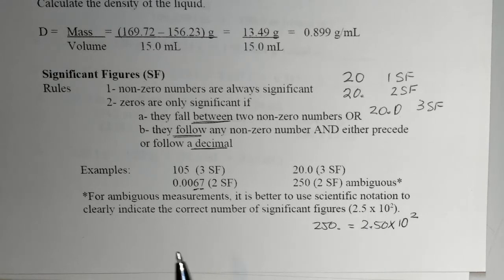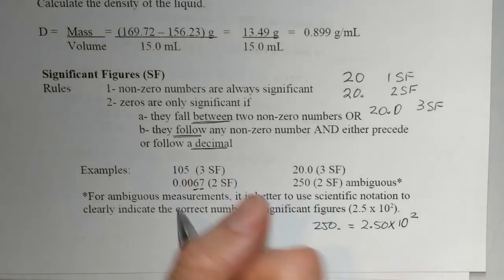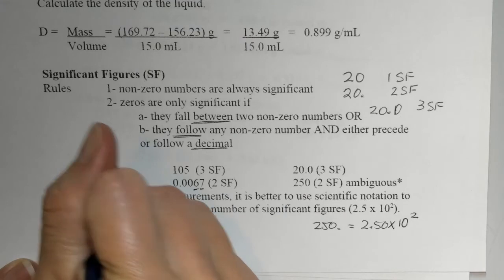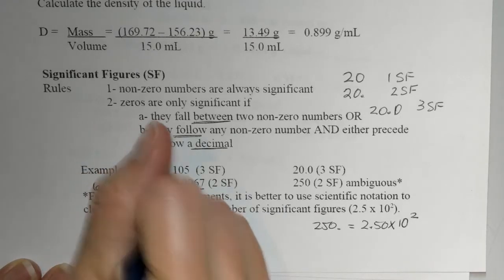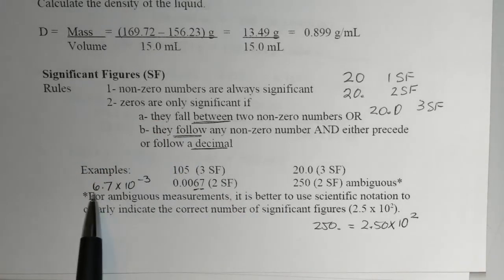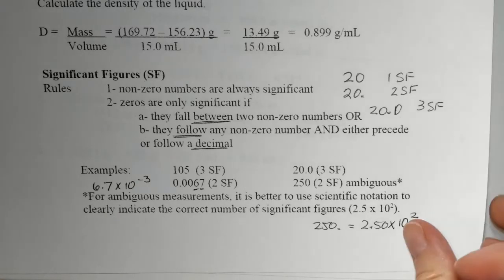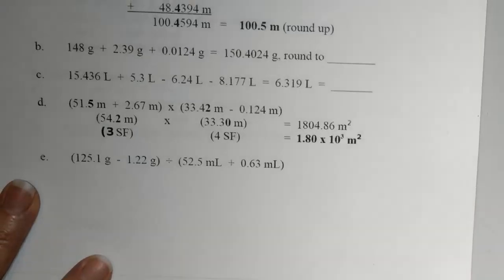Like if we go back to that 0.0067, right? If I wrote that in scientific notation, it would be 6.7 times 10 to the negative 3. So again, very clear this way, there's only 2 significant figures, all right? So that's significant figures.